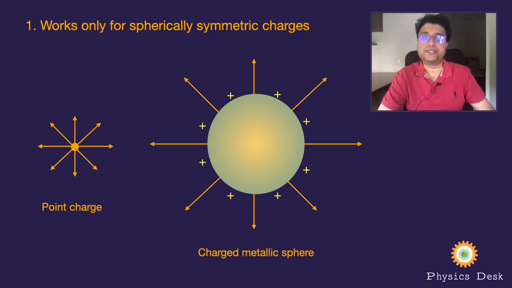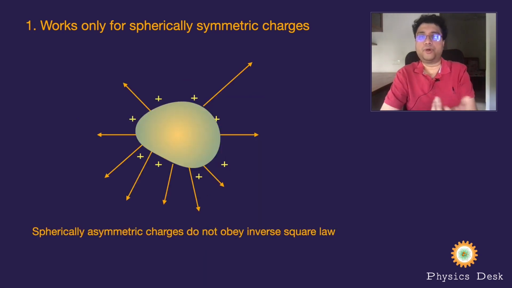having zero radius. Whereas in the case of non-point charges or extended charges, the inverse square law may or may not work. It cannot be guaranteed because the electric field can be spherically asymmetric. If the electric field around a charged object is spherically asymmetric, then Coulomb's law is not valid. So Coulomb's law primarily works for spherically symmetric charged objects.